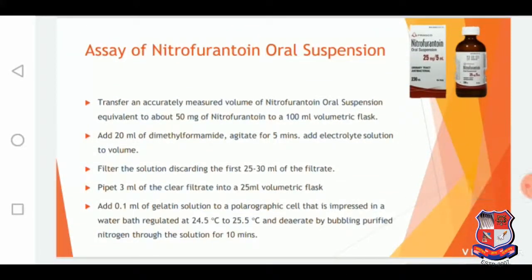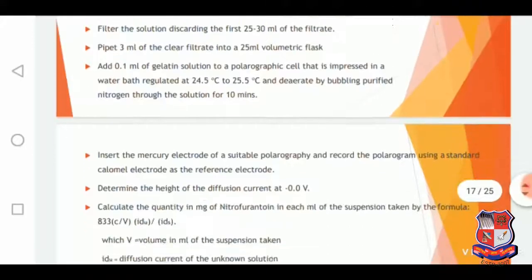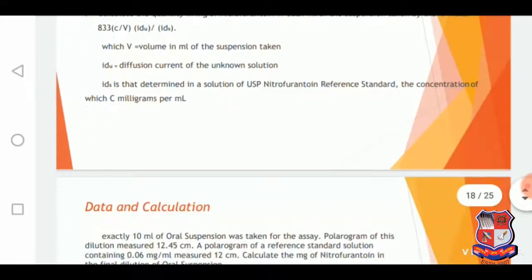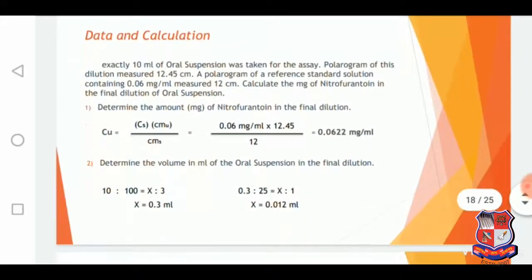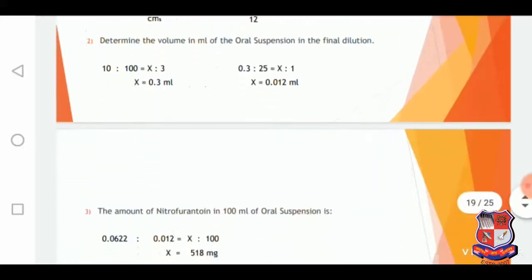This is the assay procedure of nitrofurantoin oral suspension, and these are the several steps showing how we can measure the analyte inside the suspension using polarography. This is the calculation showing how we can find the content of nitrofurantoin using polarography.